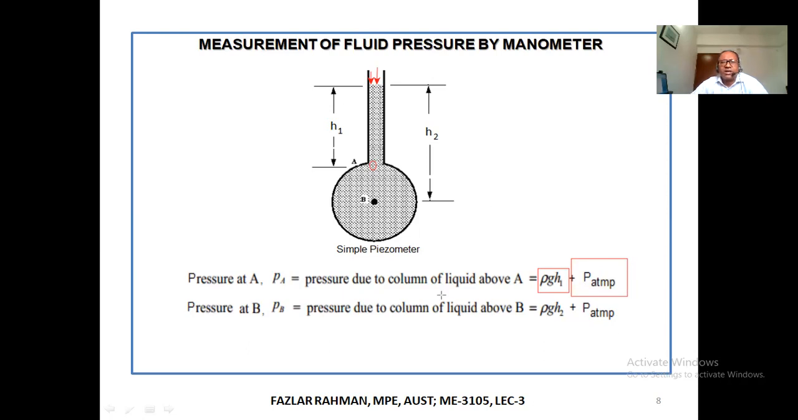How much will be the pressure at point B? Same thing. Height how much? H2. So rho g H2 plus atmospheric pressure. Now, if I make a line along this level, and if I make several points over here, the pressure will be the same as point B because they are at the same level.